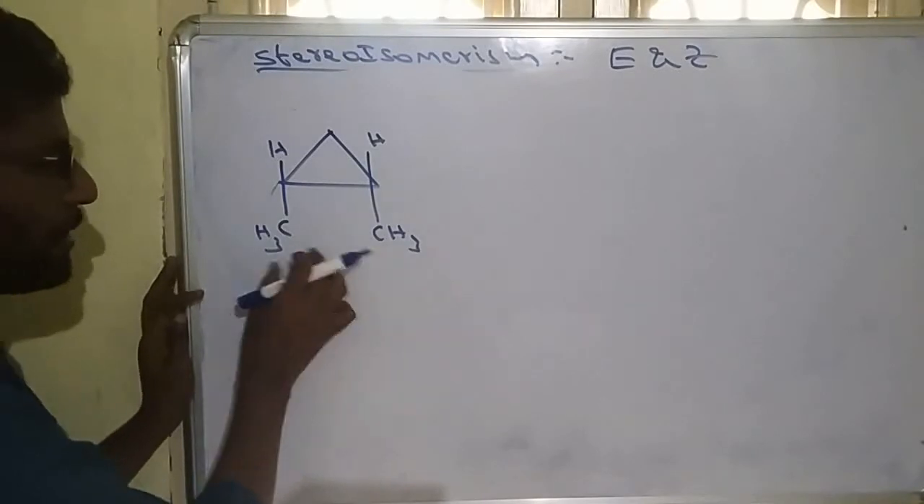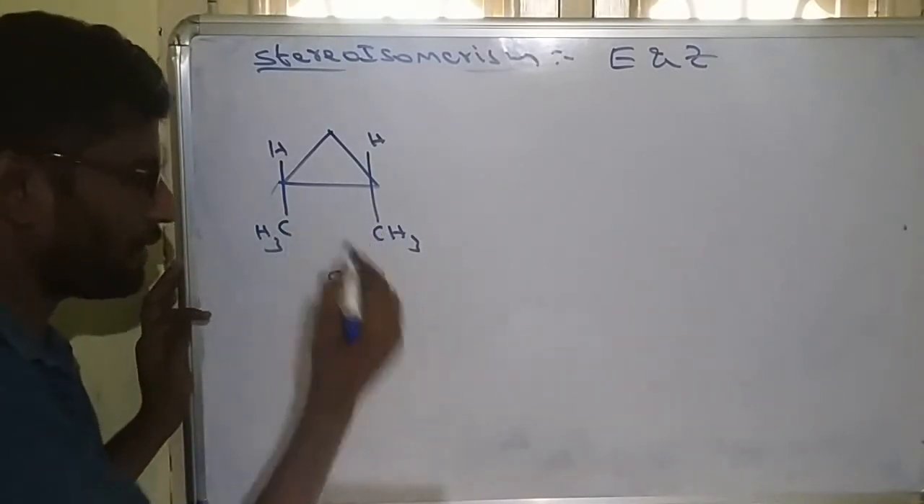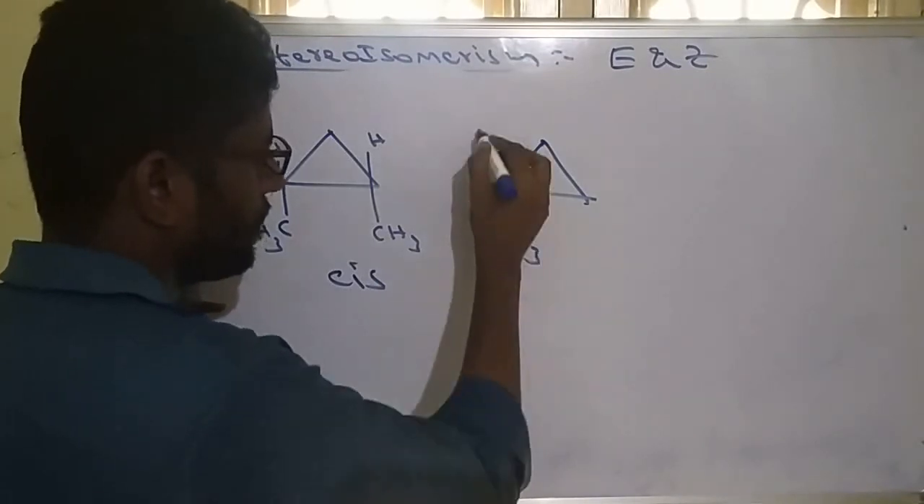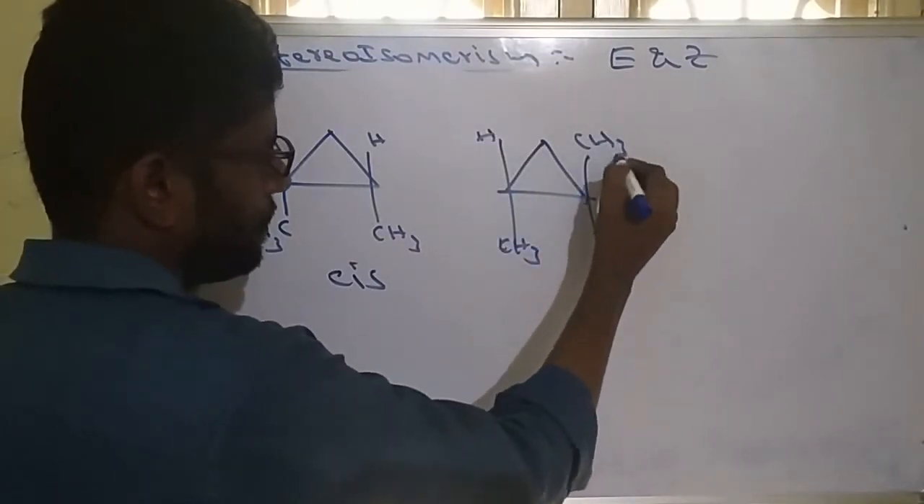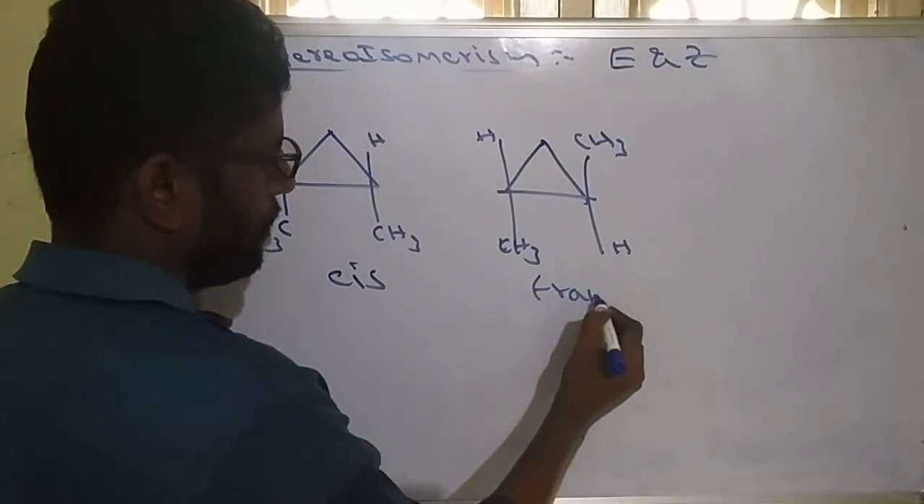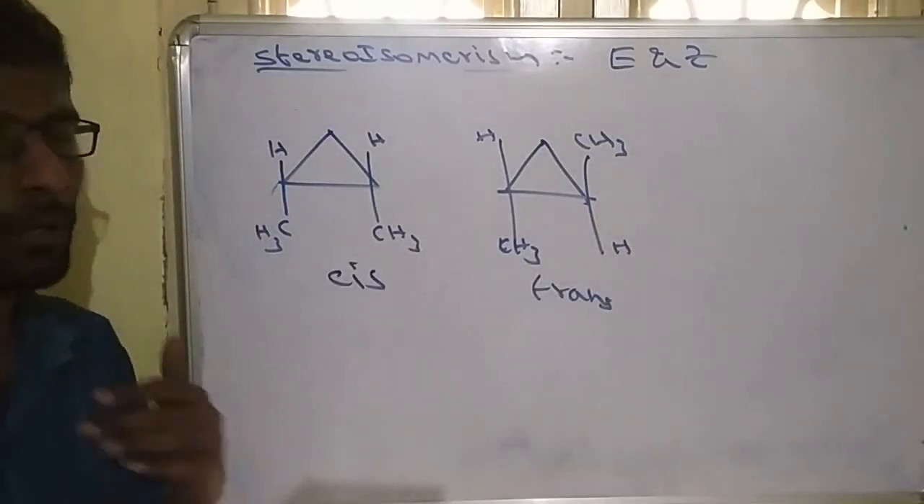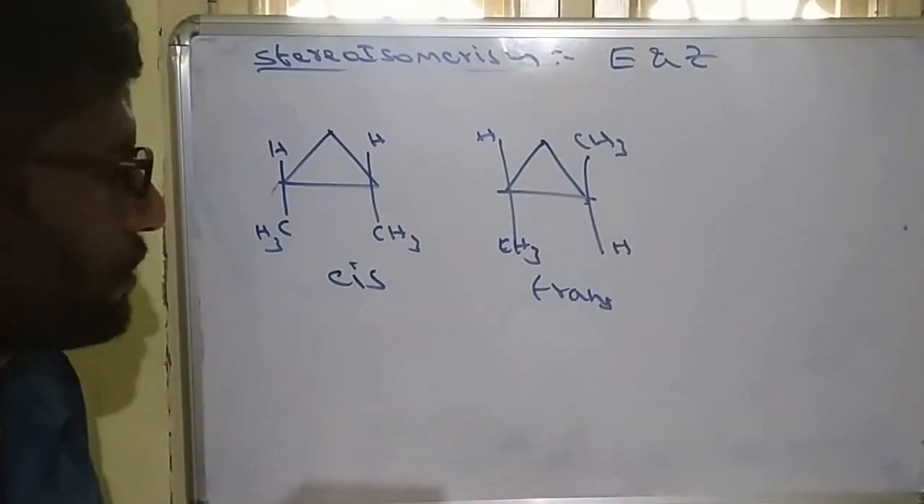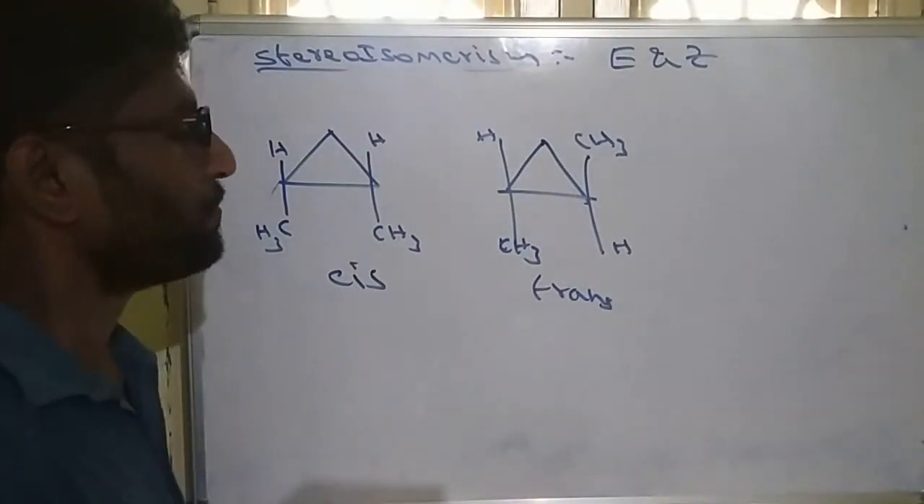If both substituents are on the same side, definitely this will be cis. Opposite side means like this, CH3 and H, so this will be trans. Like that, any molecule will show it. So di-substituted cycloalkanes will exhibit geometrical isomerism.